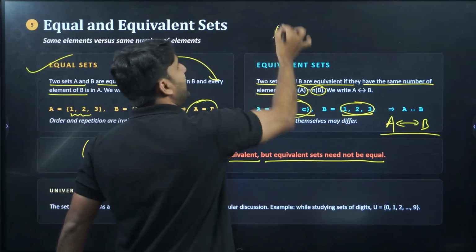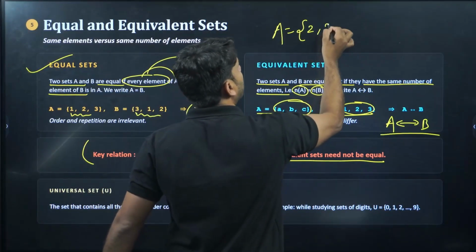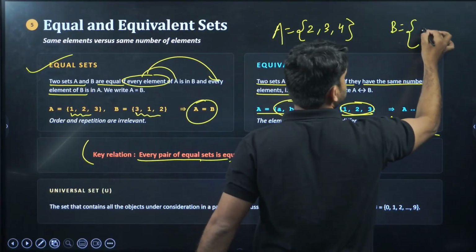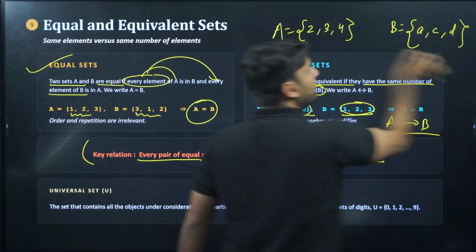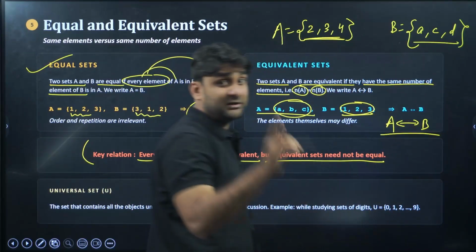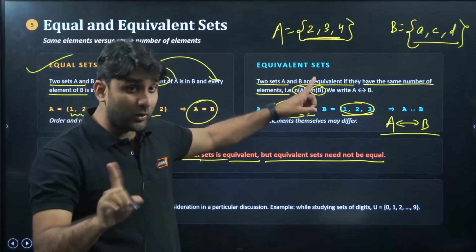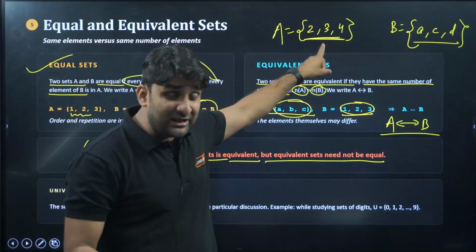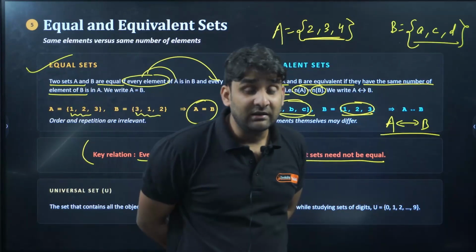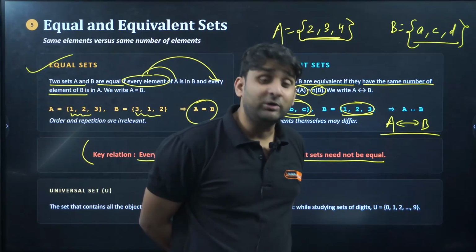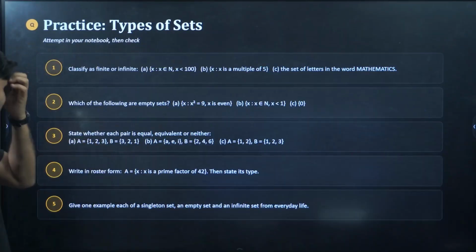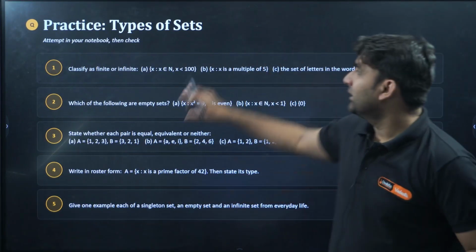For example, A is a set {2, 3, 4}, right? And B is a set {a, c, d}. Look, they both are equivalent because the number of elements are 3 and 3, but they are not equal because in set A the elements are 2, 3, 4, and in set B the elements are a, c, d. Elements are not identical, not similar, so they are not equal sets, but they are equivalent because the number of elements is the same. Clear? Moving ahead.